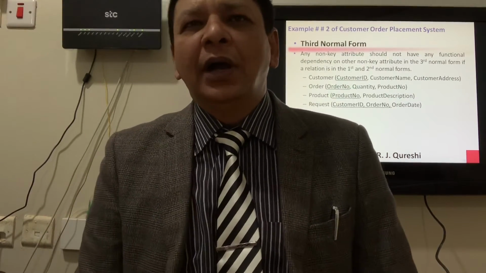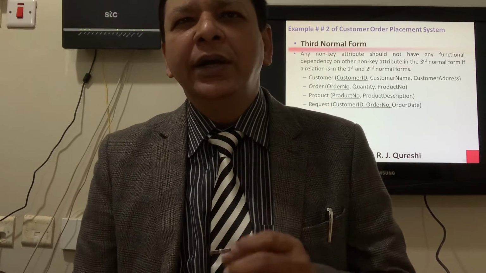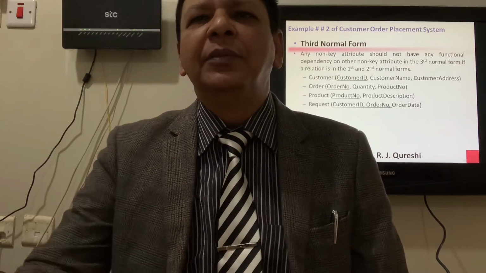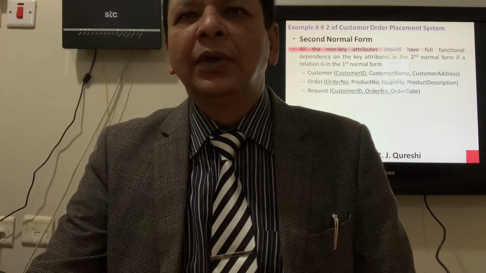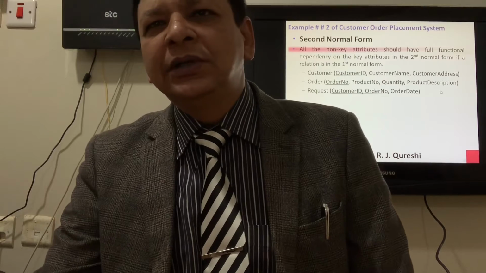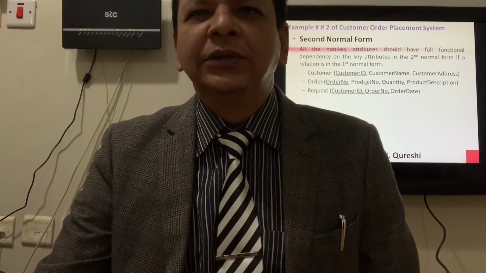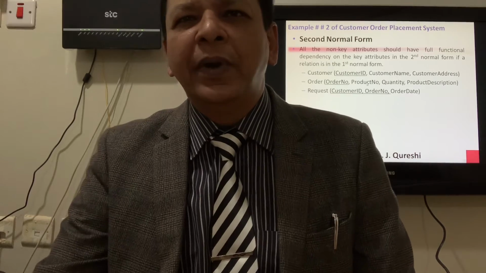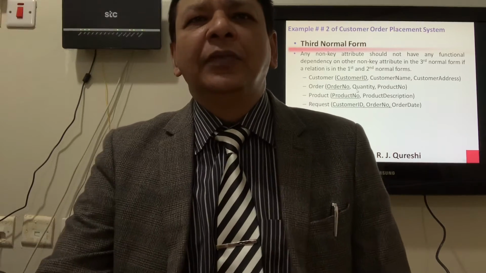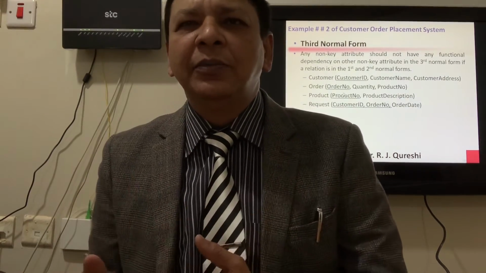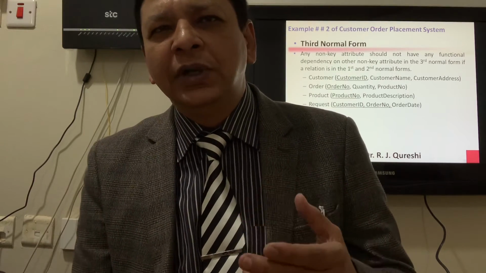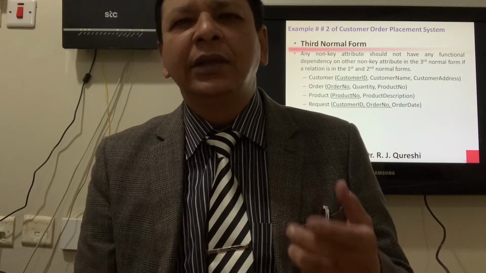Third normal form: all the non-key attributes should not have any dependency on other non-key attributes if it is in the third normal form. So if we check, the product description can depend on the product number. So there is a dependency, a non-key attribute depending on another non-key attribute. So what we do, we have a separate table if such a case is there. So now we have four tables, four entities: customer, order, product, and request.